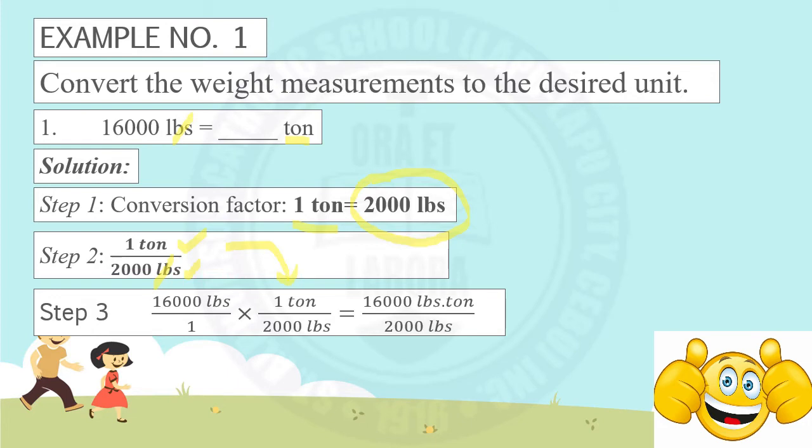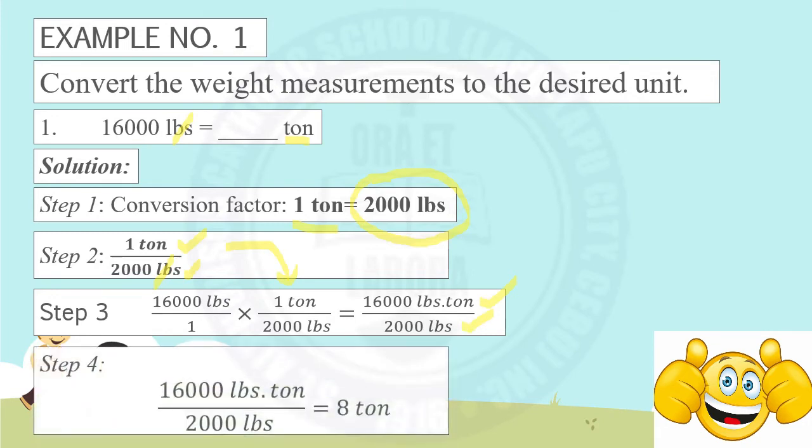16,000 pounds times 1 ton, and that is equal to 16,000 pounds ton. 1 times 2,000 pounds, and that is 2,000 pounds. We will do the cancellation and simplify. Pounds in our numerator and pounds in our denominator will be cancelled out. Remember, 16,000 divided by 2,000 is 8. And the remaining unit is ton. That's why 8 tons. So our final answer is 8 tons.